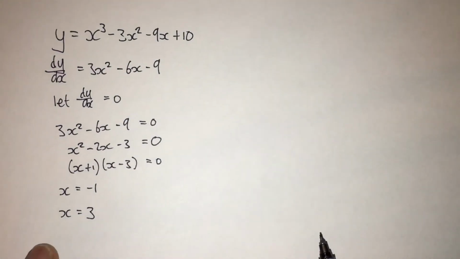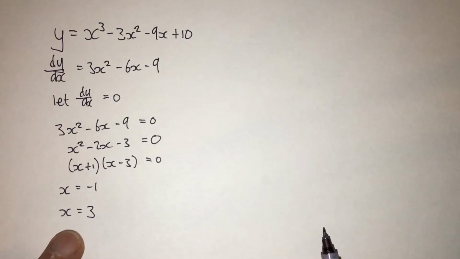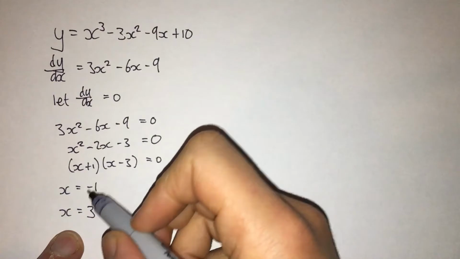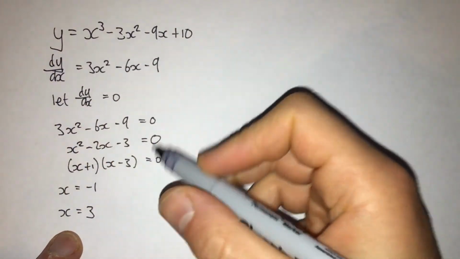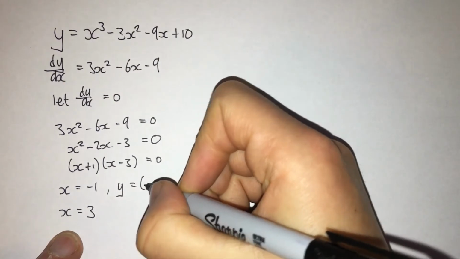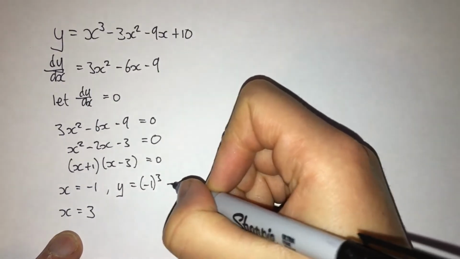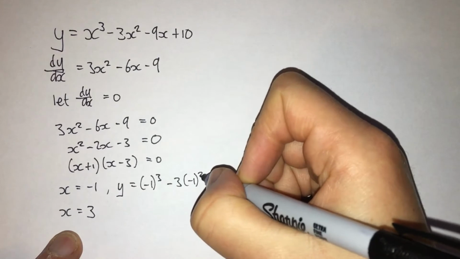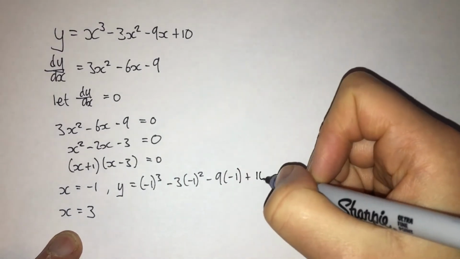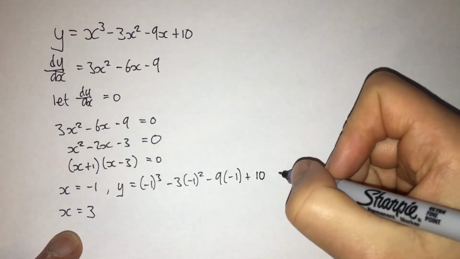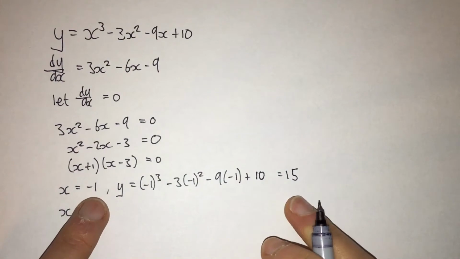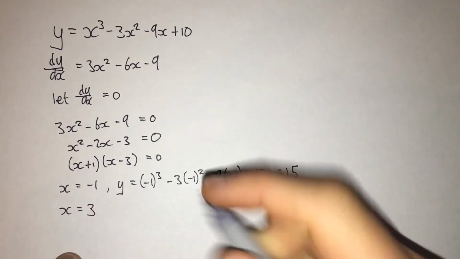But I want to find the coordinates of the stationary points. So when x equals minus 1, if I want to find the y value, I've got to go back to the original function. If I put minus 1 in here, I've got minus 1 cubed, minus 3 lots of minus 1 squared, minus 9 lots of minus 1, plus 10. And if I put that in the calculator, it'll tell me that it's 15. So there's a stationary point at negative 1, 15.